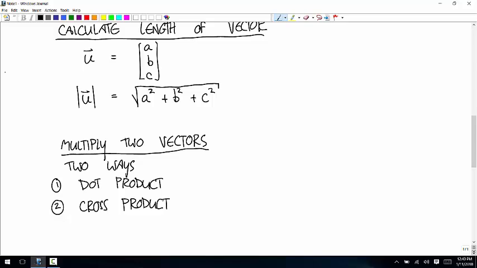The dot product, the inputs, so for both of these 2 ways, the inputs are both vectors, right? We're multiplying 2 vectors together. But for the dot product, the result is a scalar. So sometimes you see this called the scalar product. And the cross product, the output is a vector. So sometimes you see this called the vector product.